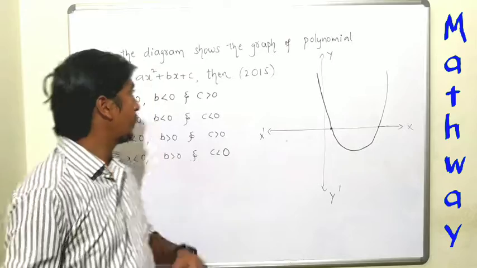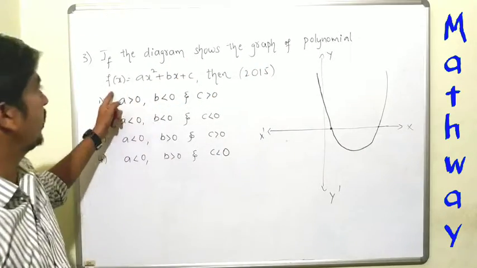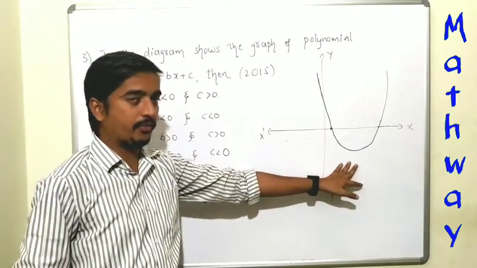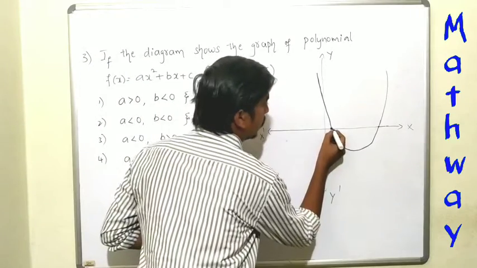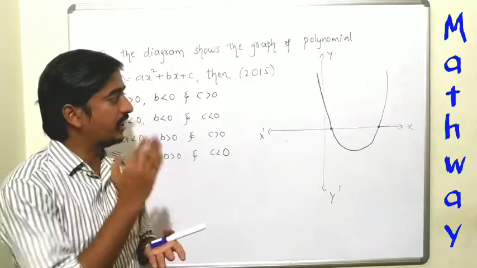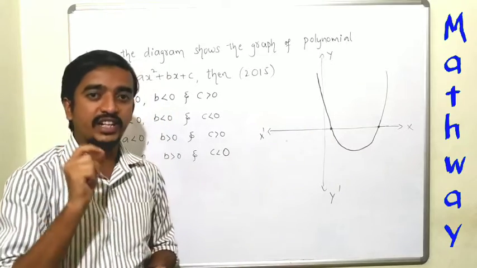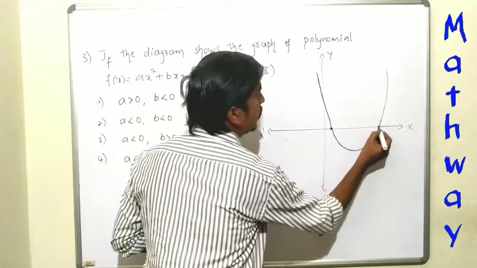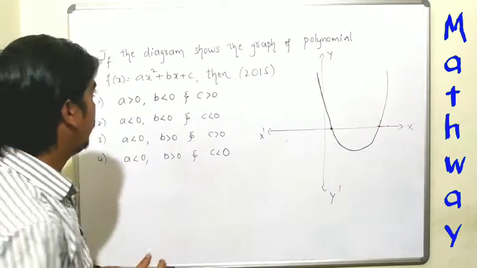Third question is, if the diagram shows the graph of the polynomial f of x equals x square plus bx plus c. So here he has given a graph. So it is the quadratic polynomial. So it has 2 zeros. So the graph is intersecting the x-axis. The points at which the graph intersects the x-axis are called zeros. So here these are the zeros of the given quadratic polynomial.